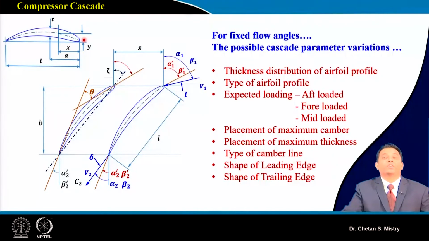Same way for trailing edge also, for NACA 65 we are having sharp trailing edge, and for say C4 aerofoil we are having trailing edge with some radius. When we are discussing the deviation angle, all these parameters are very important. So we can say these are all the parameters we can play with in order to make our compressor. Now, today we will be discussing how we decide the camber lines.